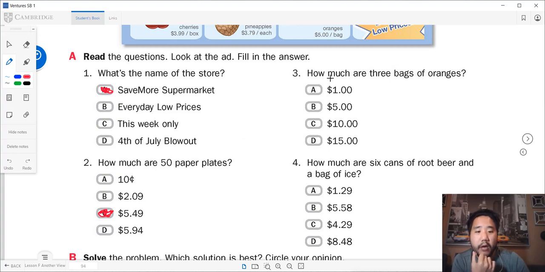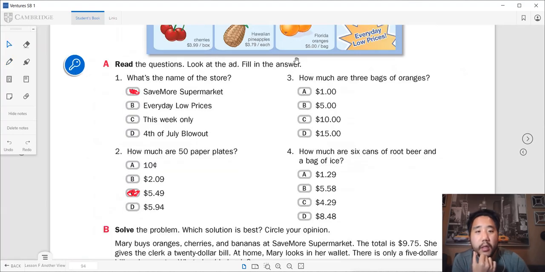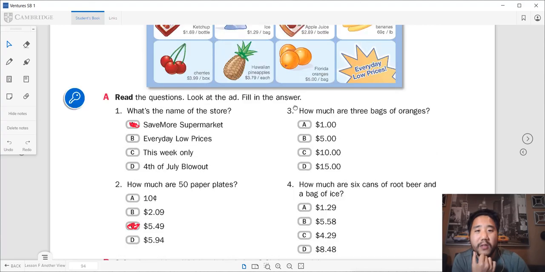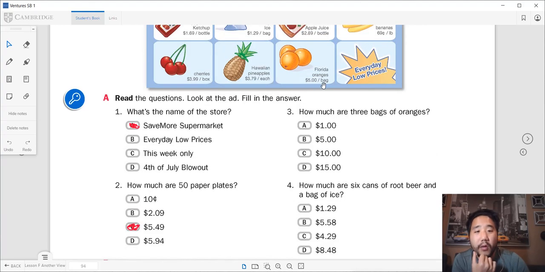Question number 3. How much are 3 bags of oranges? Here we have Florida oranges. It says $5 a bag. And then we need 3 bags of them, so we have to do $5 multiplied by 3. And if we do that, it's going to cost $15.